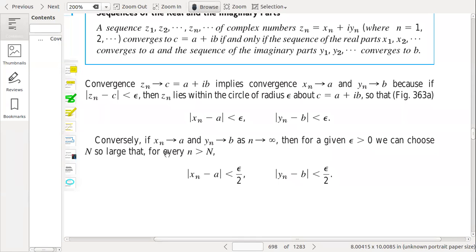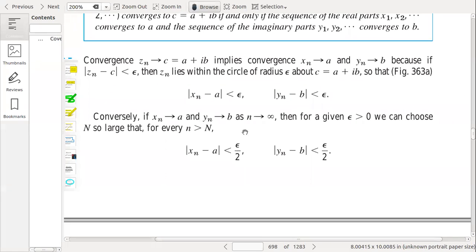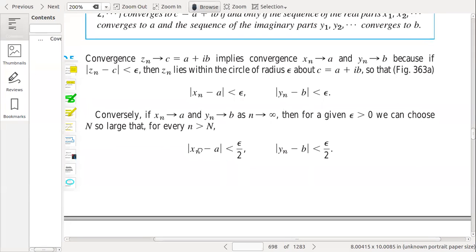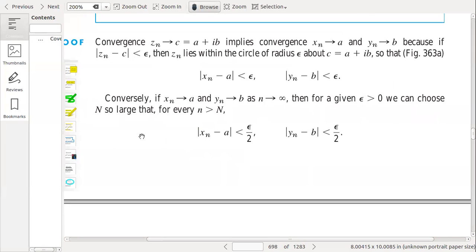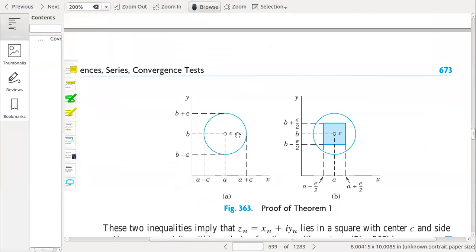Conversely, if xn approaches A and yn approaches B as n approaches infinity, then for a given epsilon greater than 0, we can choose n so large that for every n greater than N, the absolute value of xn minus A is less than epsilon over 2, and the absolute value of yn minus B is less than epsilon over 2.